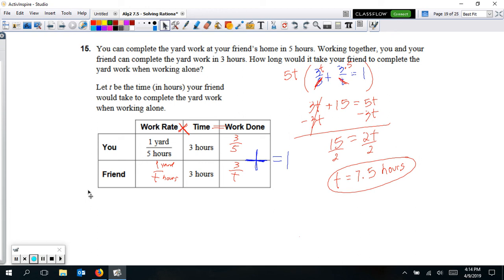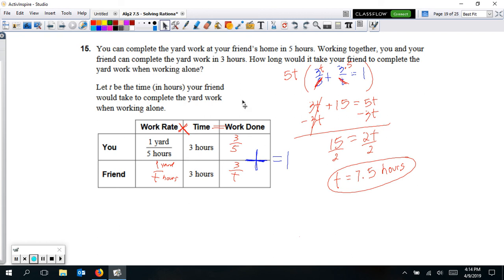But the other way they often want you to figure out is, what if we didn't know how many hours you could work together? So we knew that you could do it in 5 hours, and we knew your friend can do it in 7.5 hours. But how long is it going to take you doing it together? How would we get this 3 in here? So that's what we want to see next.